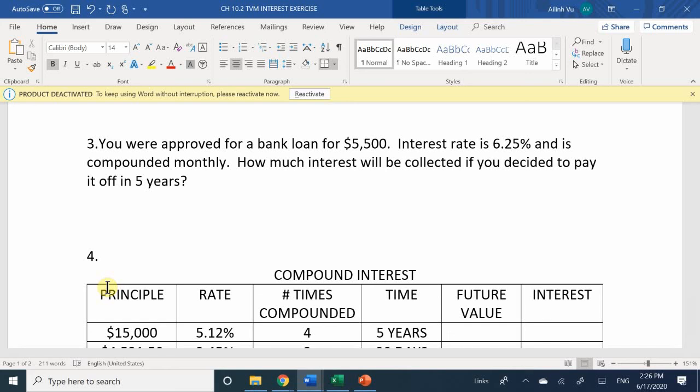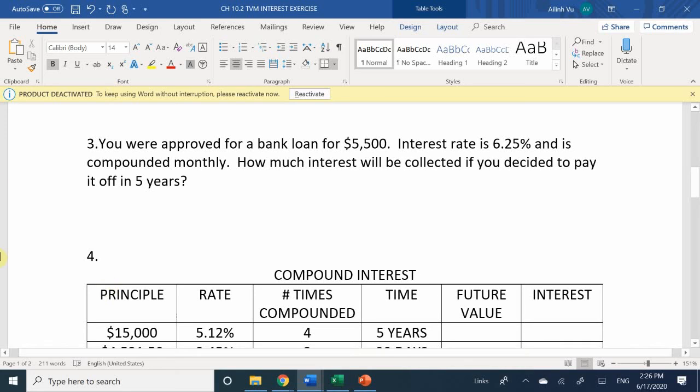Okay, monthly. So how many times is every month? Not 4. This is monthly. 12. How many months are in a year? 12. All right. How much interest will be collected if you decided to pay it off in 5 years?